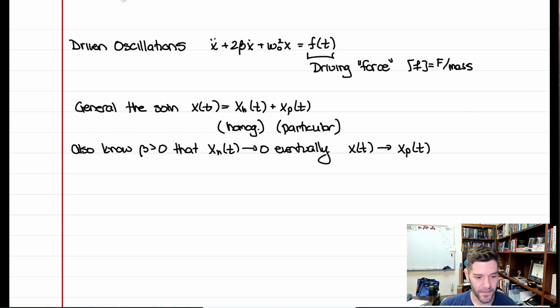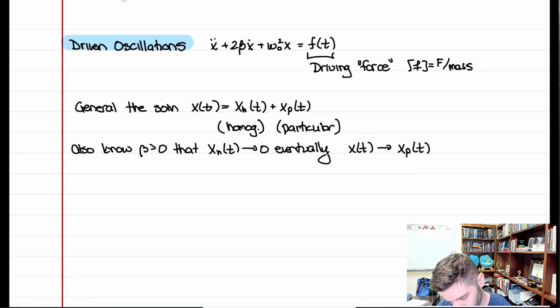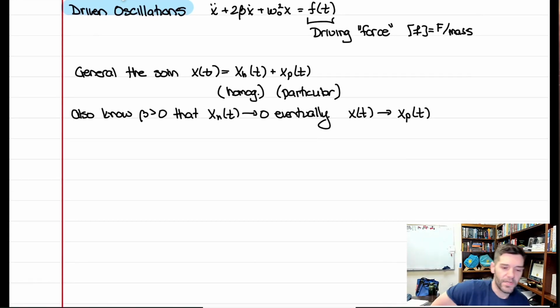So in trying to understand this more general case where we're allowing driven oscillations to occur, we need to have some sort of general approach to figuring out the particular solution. Because if we can understand the particular solution, that ultimately is going to tell us what the motion, in general, looks like in the long run.